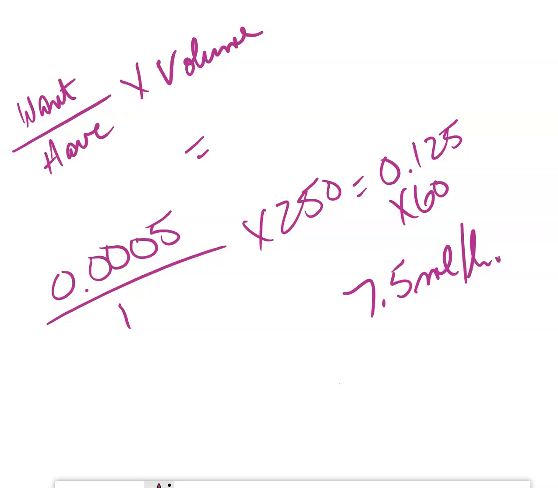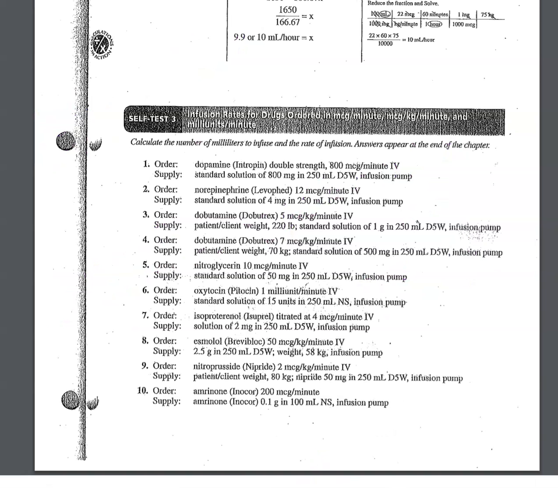What I didn't explain was how I got that. I actually multiplied the 5 times the 100 kilograms times the 60. So I really just did all the math first. I did 5 mics per 100 times 60, and at that point you divide by 1 and multiply by 250. So same difference.